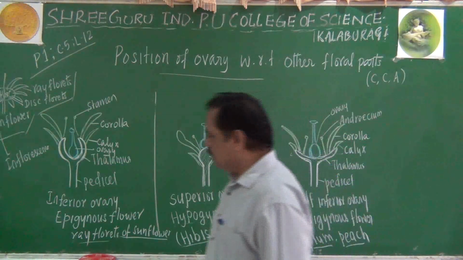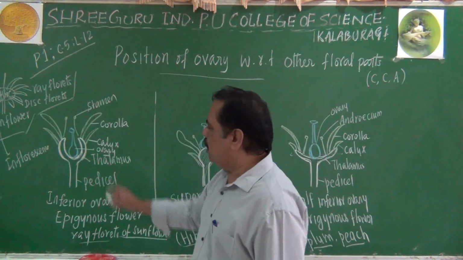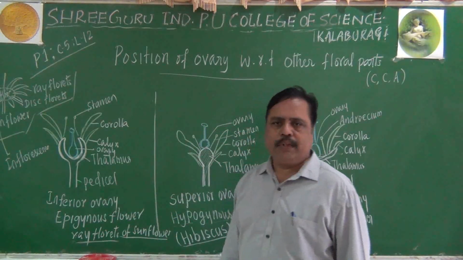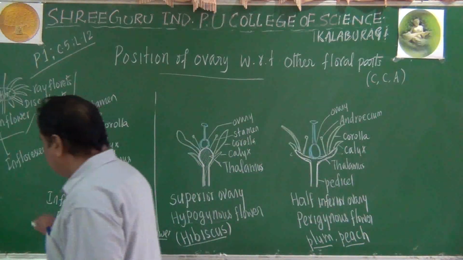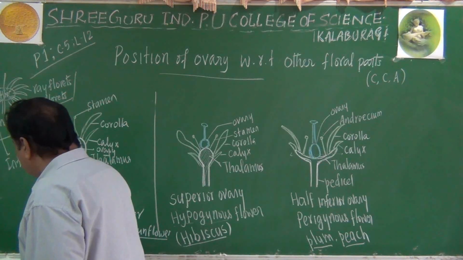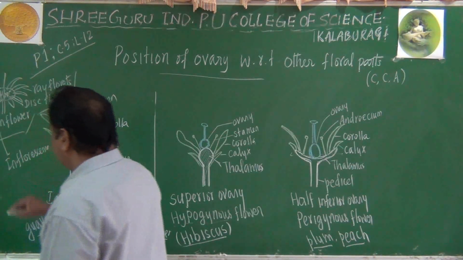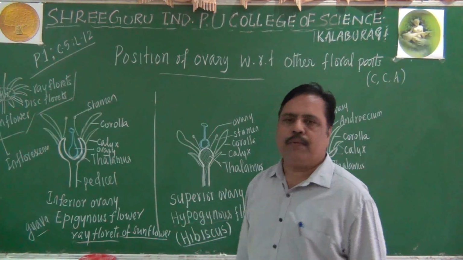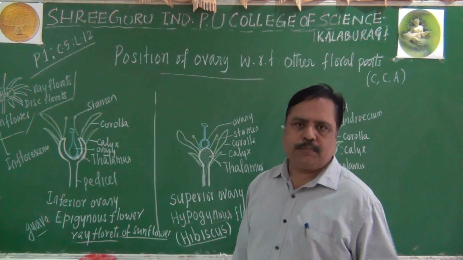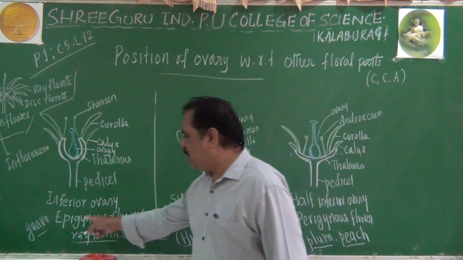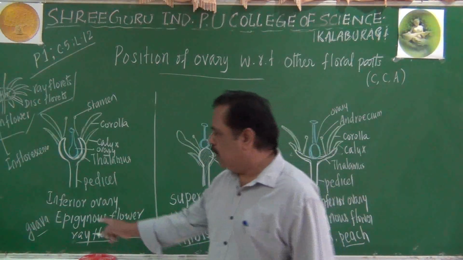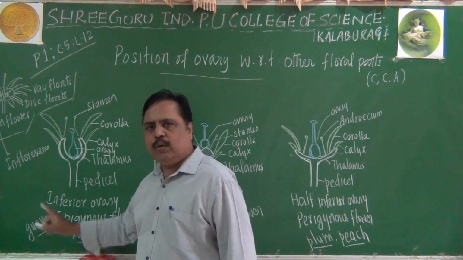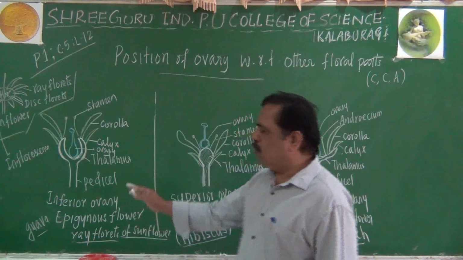In that inflorescence, which flower is exhibiting inferior ovary? Ray florets, I can say. Even the fruits in plants like guava, peru, they are also having perigynous flower, I am very sorry, epigynous flower only. So epigynous flower is present in ray florets of sunflower and guava flower we can say.